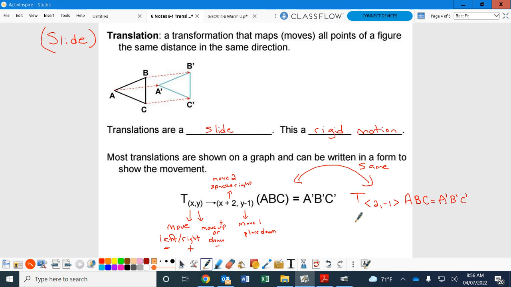This is what your homework's going to be like. There are 2 main types of problems. The first type of problem is going to be taking a picture that is the pre-image and moving it to the image based on a rule. Based on that rule, we're going to move it. So, here we go.